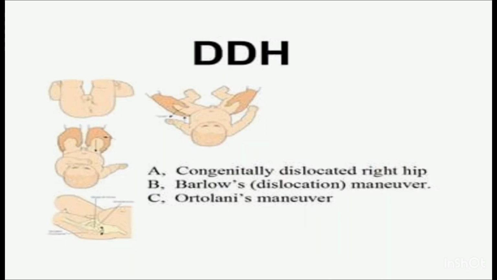Now the next is DDH, that is developmental dysplasia of the hip. Developmental dysplasia of the hip is a problem with the way a baby's hip joint forms.